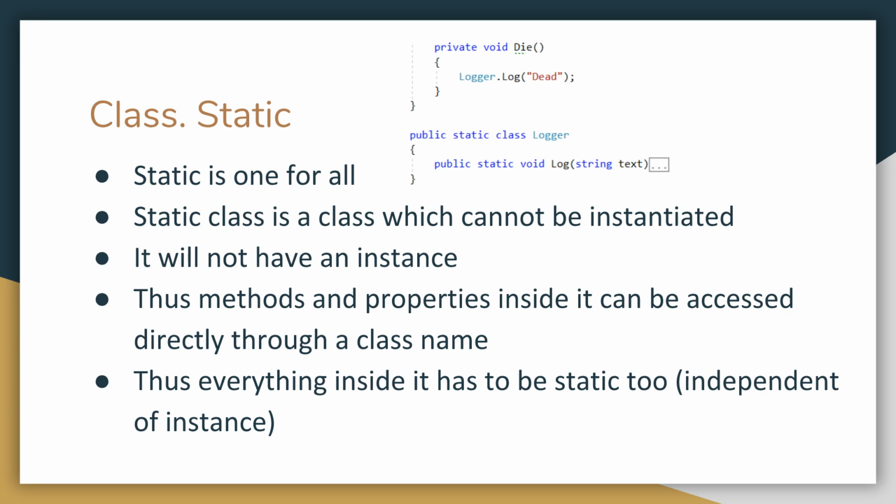In this example, you see we have a static class and a static method Log, and when a target dies, we log a message that the target is dead. So we didn't have to create a logger instance. We could access the Log method directly through the class. And that's what static is all about.